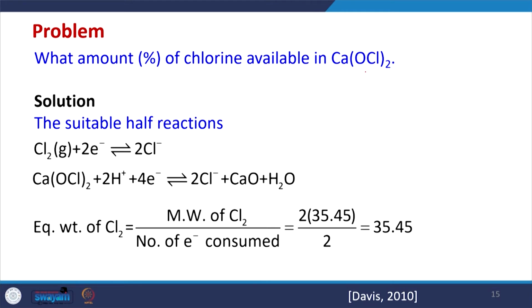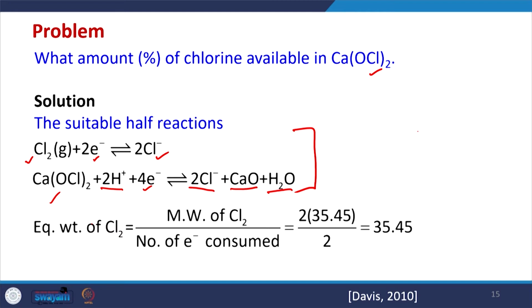For CaOCl2 the suitable half reactions are given here. We can see the Cl2 gas combining with 2 electrons to form 2 Cl minus, and similarly CaOCl2 combining with 4 electrons in the presence of 2 H plus to form 2 Cl minus ions, and then CaO plus H2O. So, these are the half reactions with respect to CaOCl2.